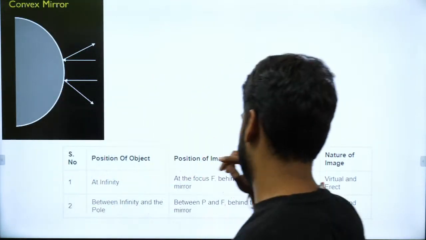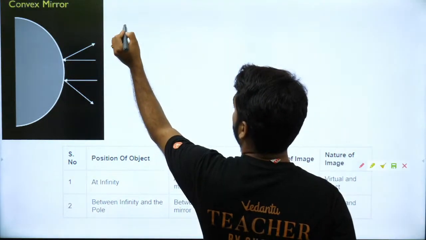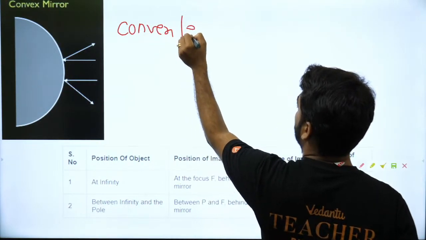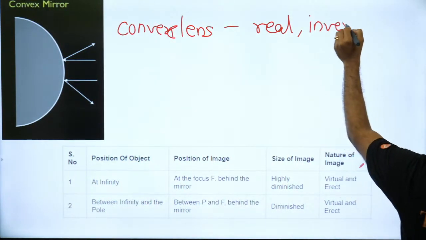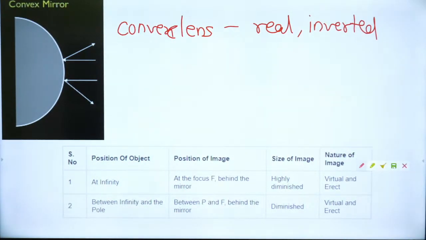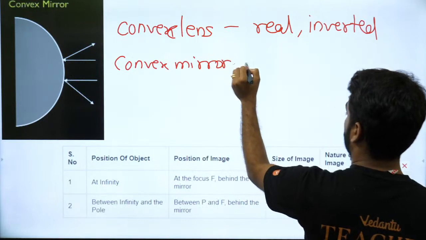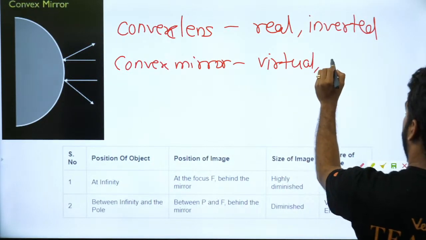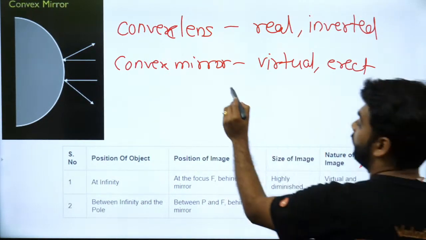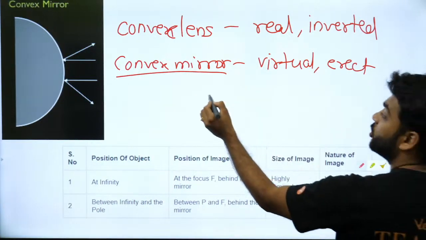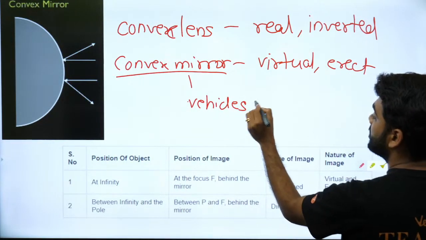Now let us see about convex mirror. Convex lens का पहले देख लेते हैं. Convex lens was forming a real inverted image, whereas your convex mirror is forming a virtual and erect image, and that is why your convex mirror is used in vehicles rear mirror.